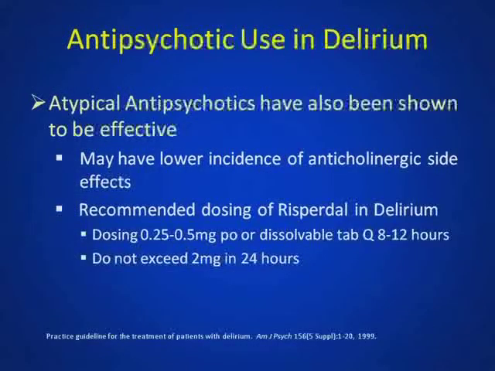Atypical antipsychotics have also been shown to be effective in treating agitation associated with delirium. The drug of choice here is Risperdal. Dosing of Risperdal is recommended at 0.25 to 0.5 milligrams orally or via dissolvable tablet every 8 to 12 hours. The dose of Risperdal should not exceed 2 milligrams in 24 hours in the elderly.